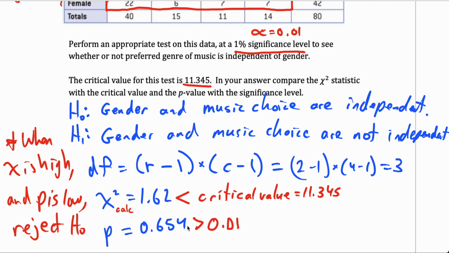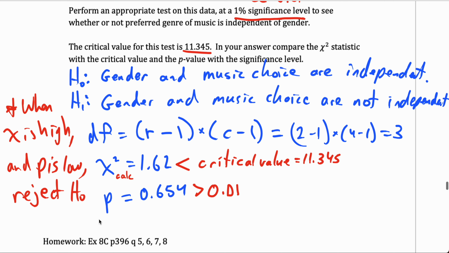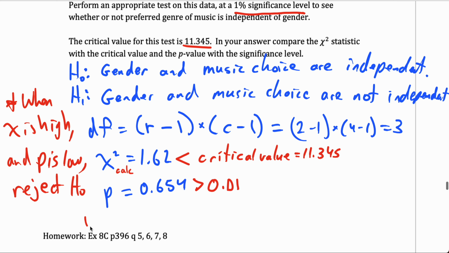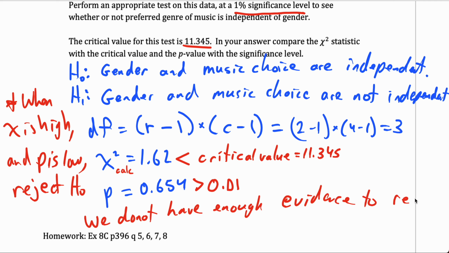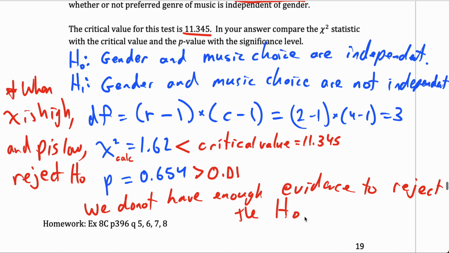We do not have that in this case. We have chi is low and p is high, so we have the opposite. So we do not reject the null hypothesis. Or more specifically, we do not have enough evidence to reject the null hypothesis. Okay? That means we're basically assuming that they are not independent.